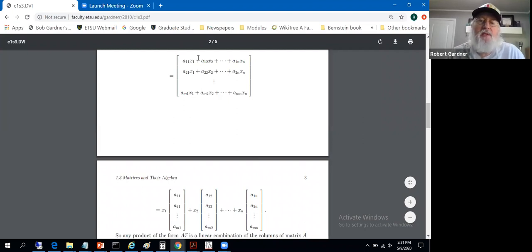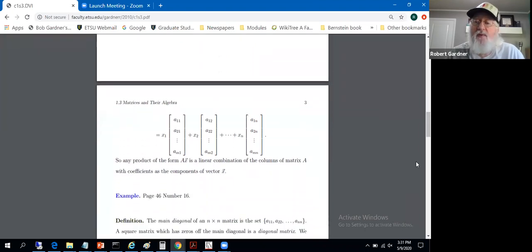Okay, so let's break this up into a sum of a first vector, a second vector, up through an nth vector. All right, we'd have x sub 1 times all of these entries here. We'd have x sub 1 times a11, a21 through a sub m1. We'd have x sub 2 times a12, a22 up through a sub m2 and so forth. So we can take that matrix product and rewrite it as follows.